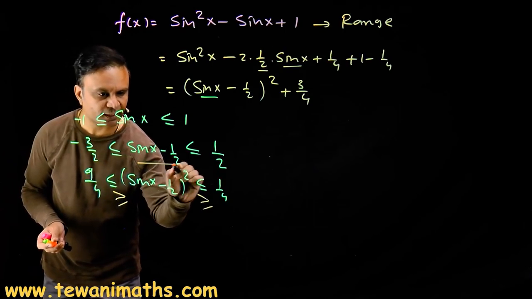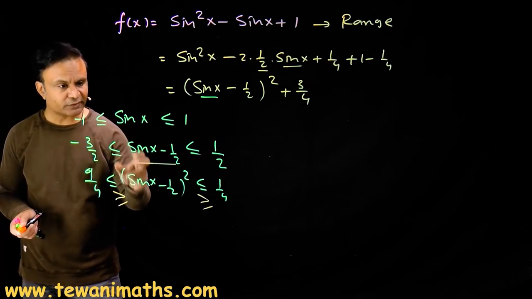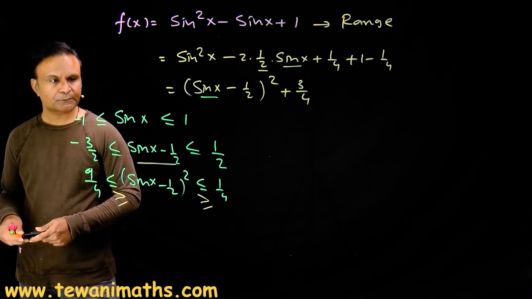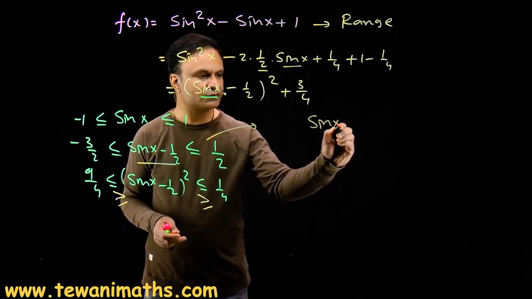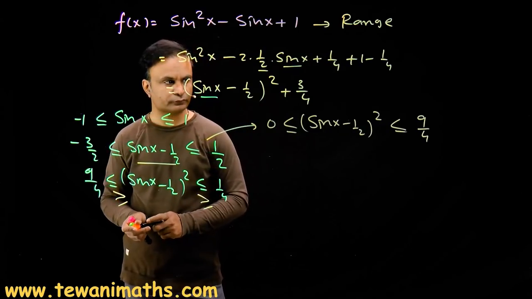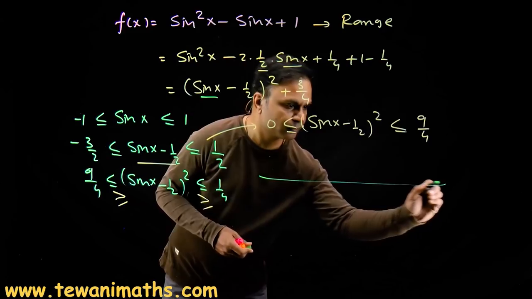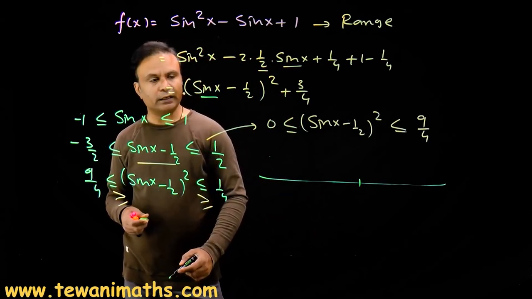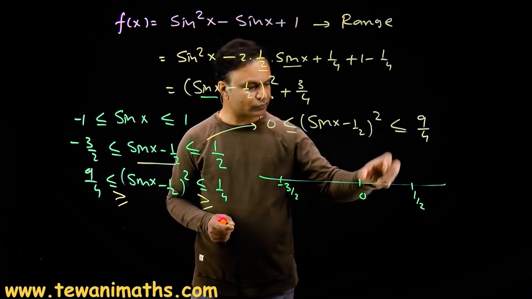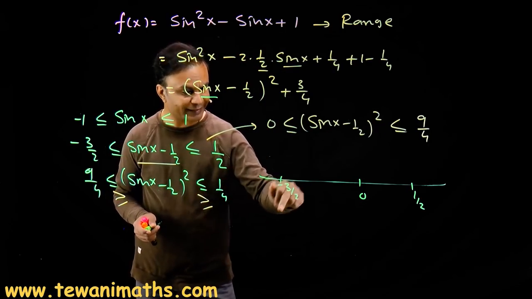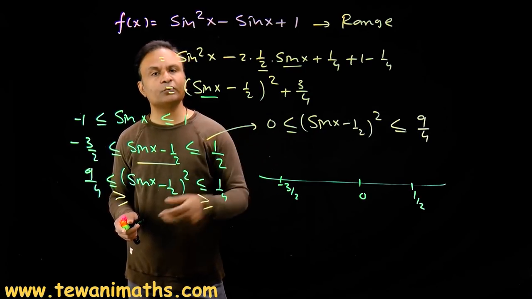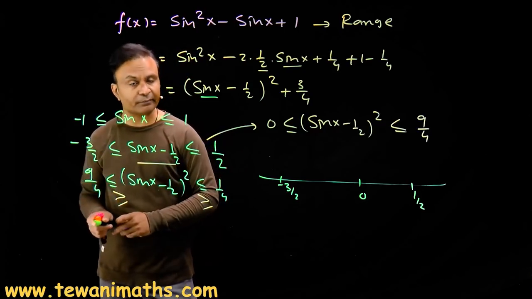The reason is sin x minus half lies from minus 3/2 to half. So sin x minus half will be 0 sometimes, and the square of 0 is 0. This 0 is not reflecting in these values of the square. So actually the square of sin x minus half will lie from 0 to 9/4. The reason is, taking the values of sin x minus half on a real number line, here we have 0, here we have half, here we have minus 3/2. When sin x minus half is from 0 to half, the square will lie from 0 to 1/4. And when sin x minus half is from minus 3/2 to 0, the square will lie from 0 to 9/4. What is the union? 0 to 9/4. So these values are from 0 to 9/4, not from 1/4 to 9/4.